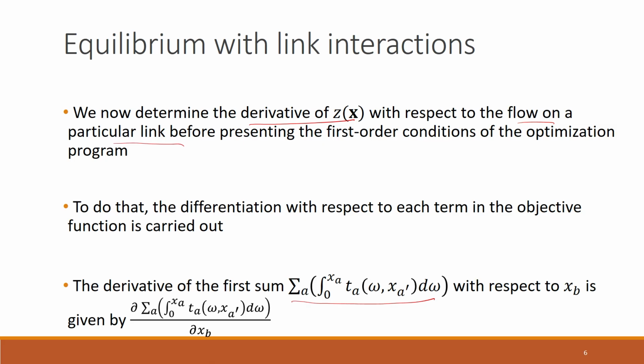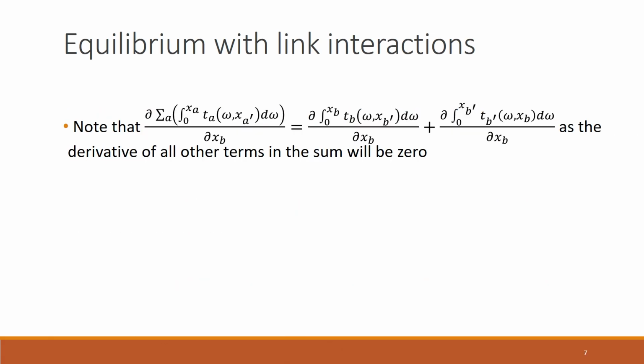Okay. So, we are taking the derivative of this summation with respect to the flow on link b. This is what we want to do here. So, when we do that, there are only two links which are a function of the flow on link b. One is link b itself, and the other is the link which is opposite to link b. And that is why we have exactly two terms here.